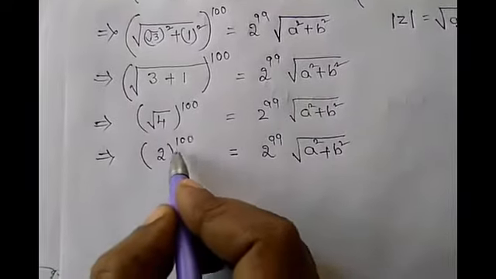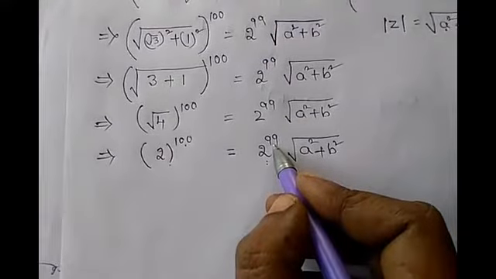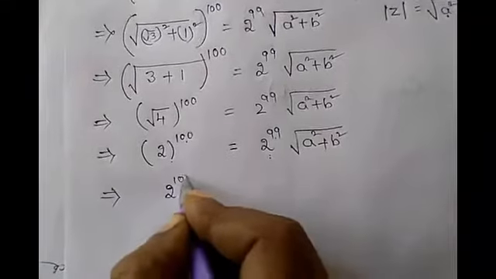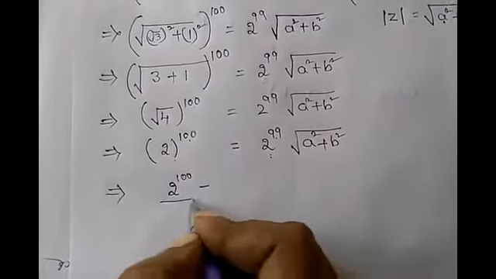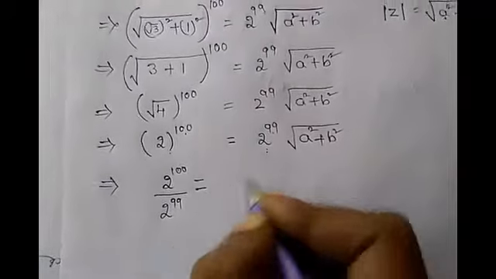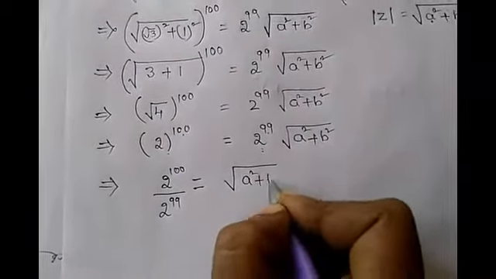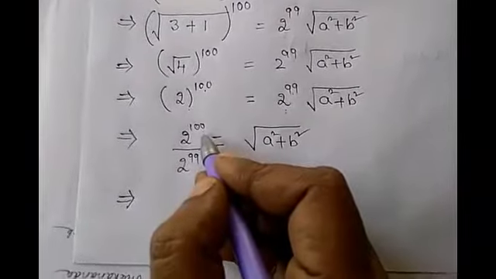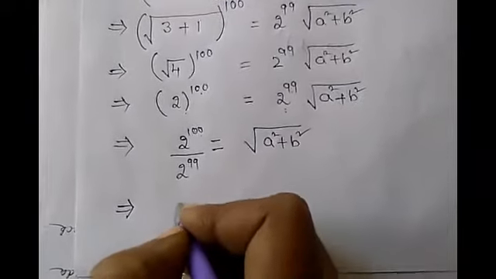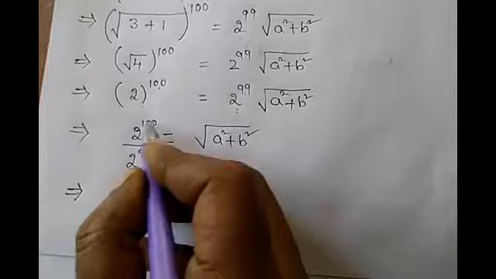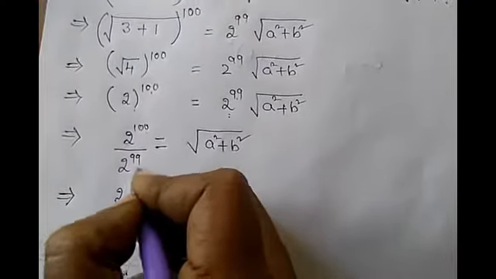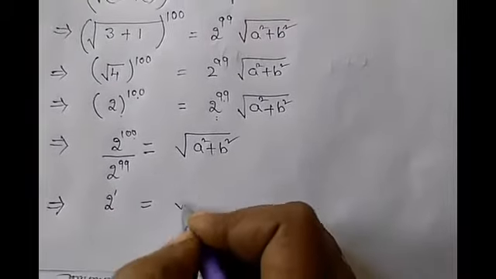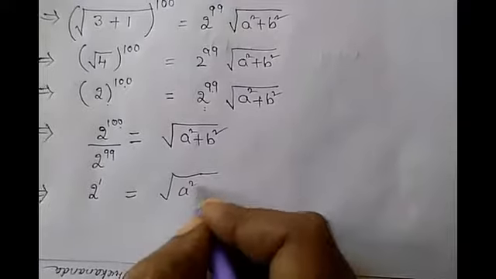Now observe, here we are having 2 power 100 and here we are having 2 power 99. So on simplifying, you get 2 power 100 divided by 2 power 99 is equal to square root of a square plus b square. By using the law of exponents, 2 power 100 divided by 2 power 99 gives 2. When the bases are equal, the powers are subtracted. So 100 minus 99 gives what? 1. 2 power 1, which is equal to square root of a square plus b square.